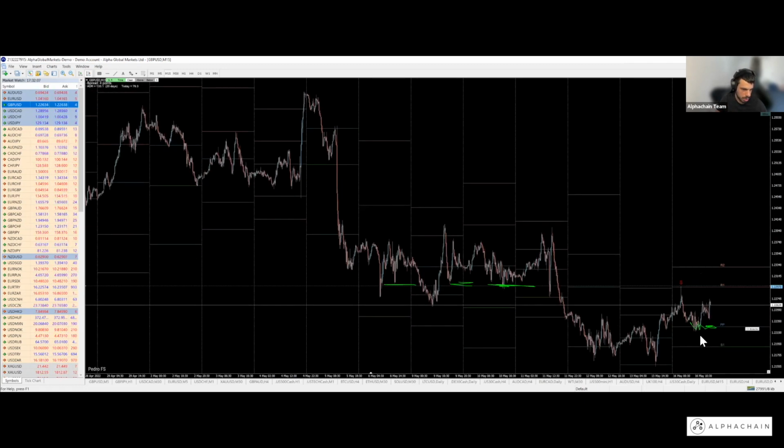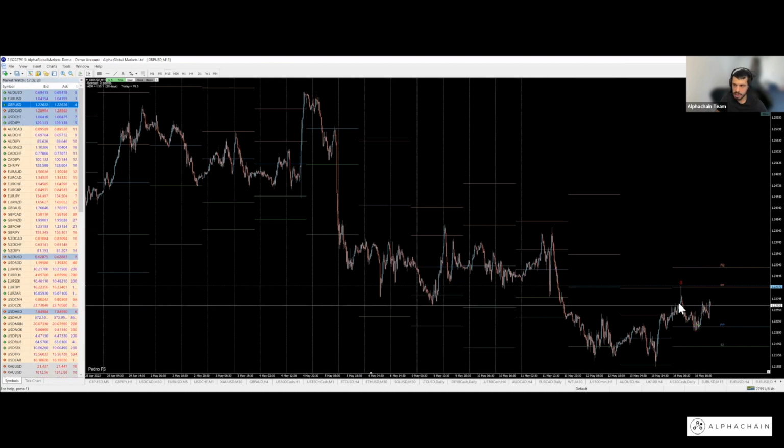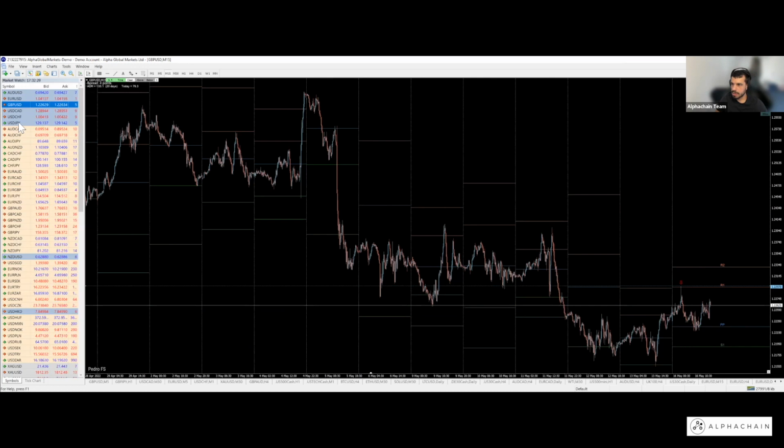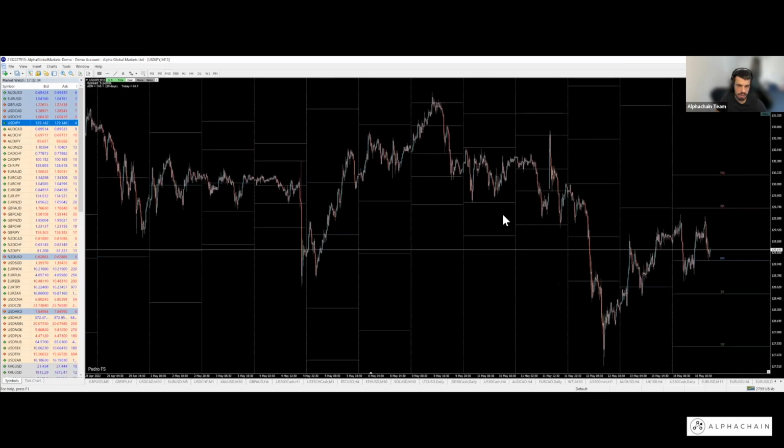Yeah, so this was an example on pound. Again, maybe you could actually have looked for longs as well, because price rejected this level quite well. So maybe there was an opportunity to look for longs. Yeah, it depends. I think it was this one. Just take a look at dollar yen.